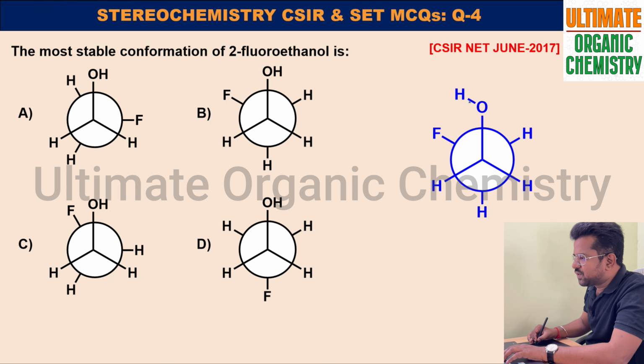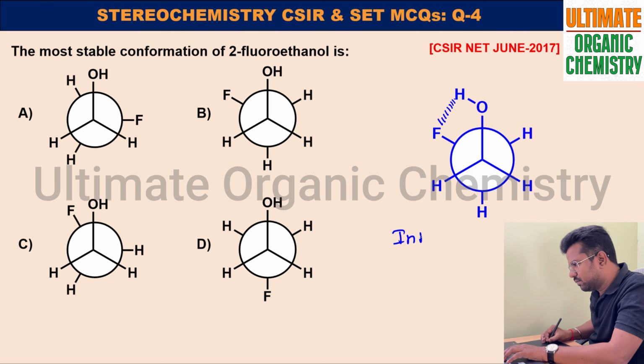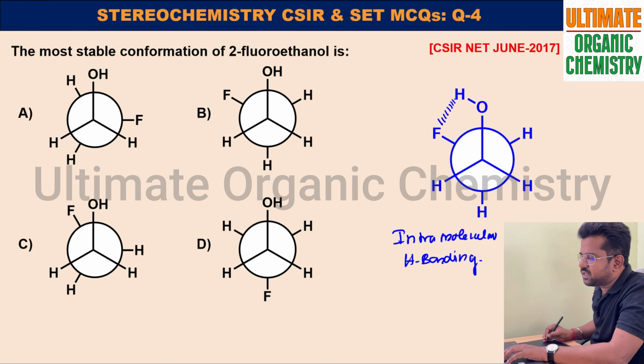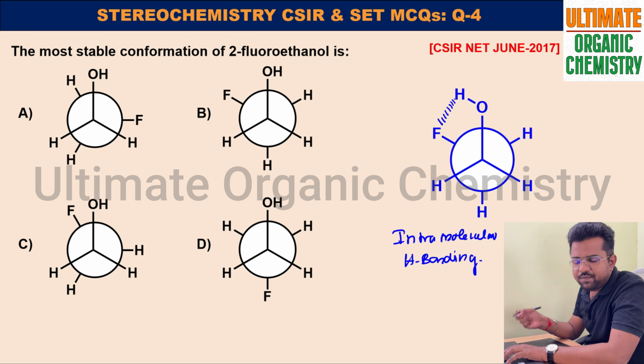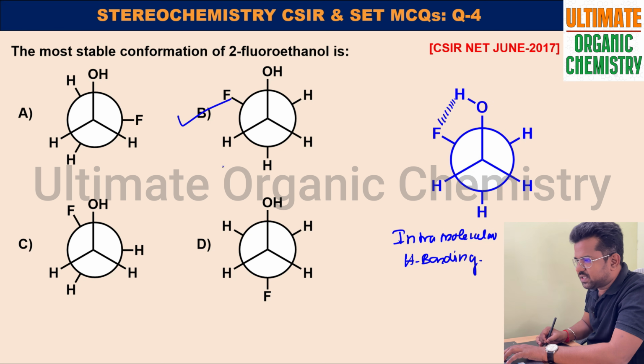Because this OH group and this fluorine group, there will be intramolecular hydrogen bonding. So whenever the intramolecular hydrogen bonding is taking place, this will give the extra stability to the corresponding conformer, and this form will be the most stable. Right answer is option B.